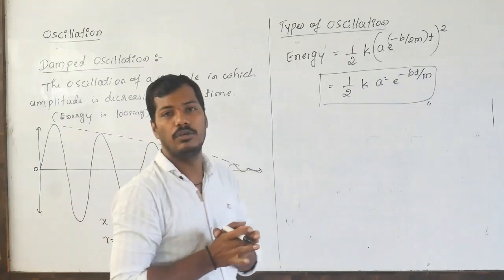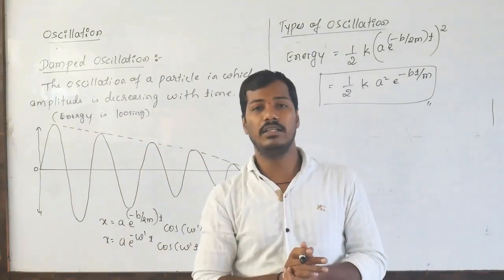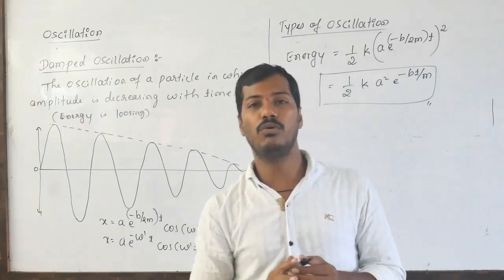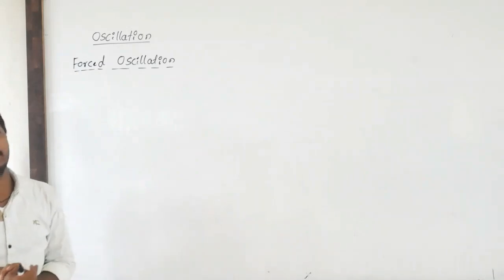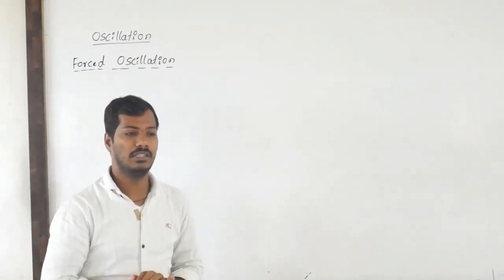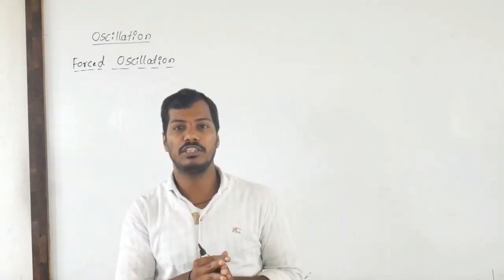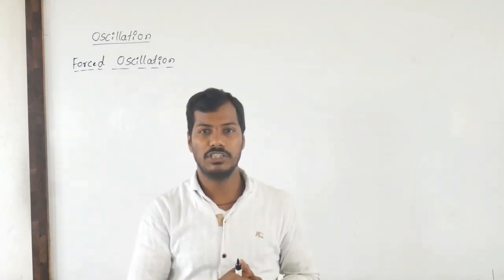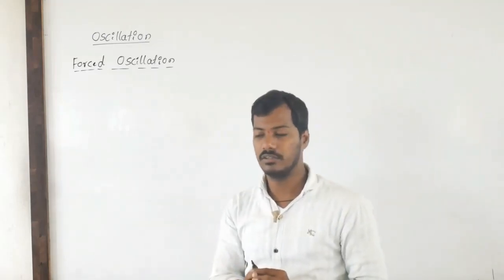In the next class, we'll discuss another type of oscillation, that is called forced oscillation. This is the third type of oscillation. The first one is undamped oscillation, also called free oscillation. The second one is damped oscillation. The third one is forced oscillation.